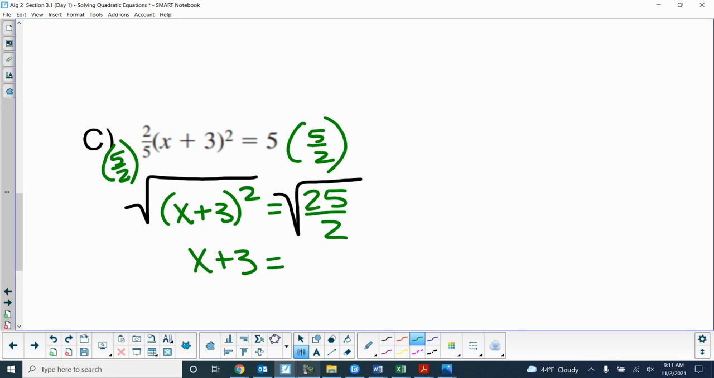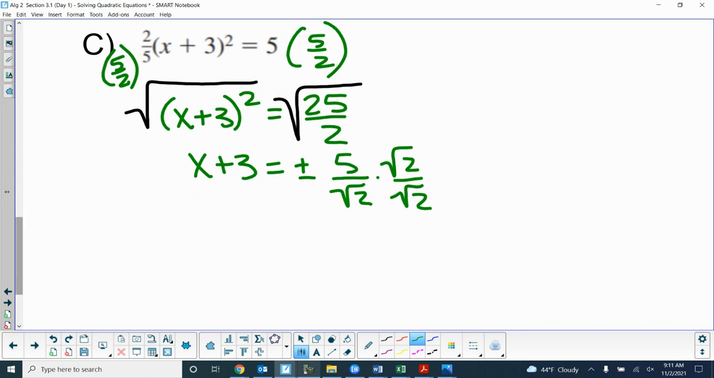Now remember, this is like a problem we had yesterday. We're doing the plus or minus symbol. What's the square root of 25? 5, but the square root of 2 is just the square root of 2, right? So how do I get rid of that radical 2? Right, we got to rationalize our denominator, right? So that's why we were doing that yesterday, because you get a problem that looks like some of the ones we had yesterday, okay? Just practicing simplifying. So I got x plus 3 on the left still, and plus or minus 5 radical 2 over 2.